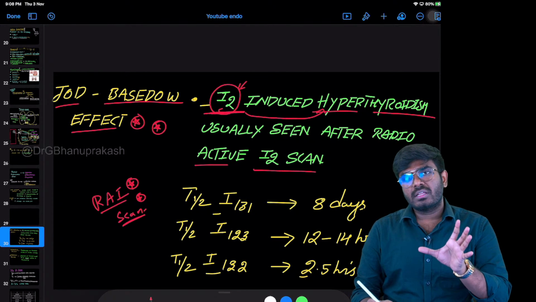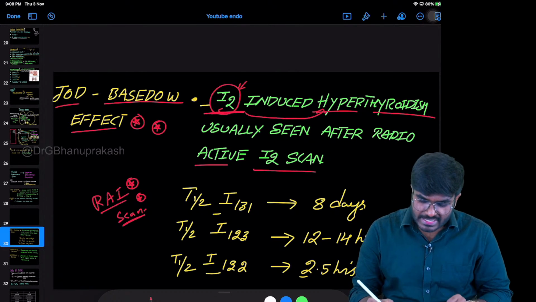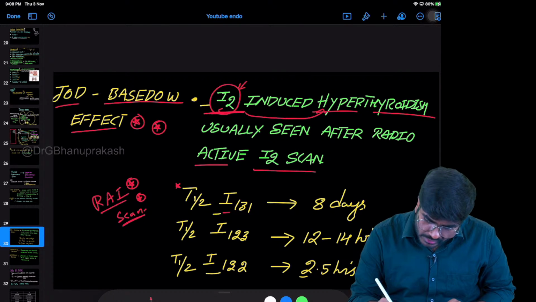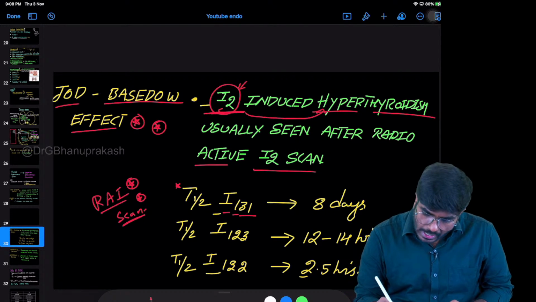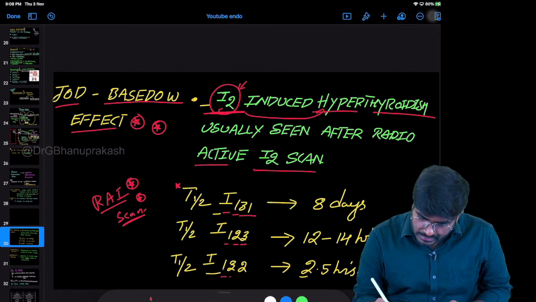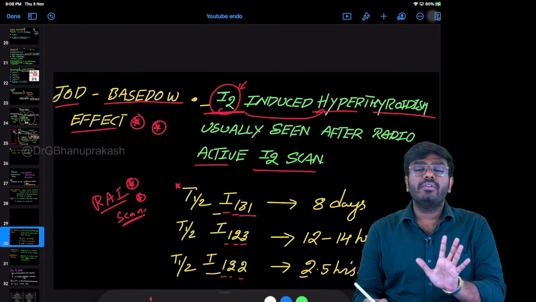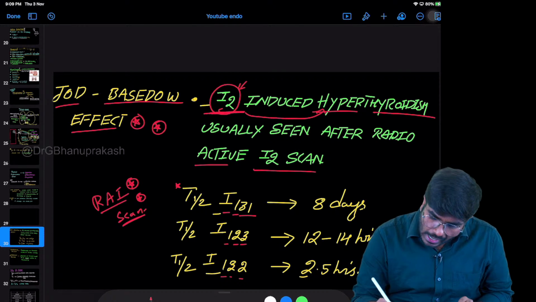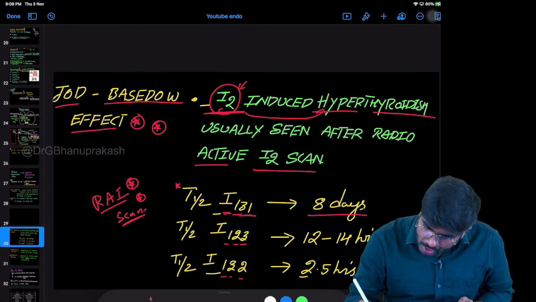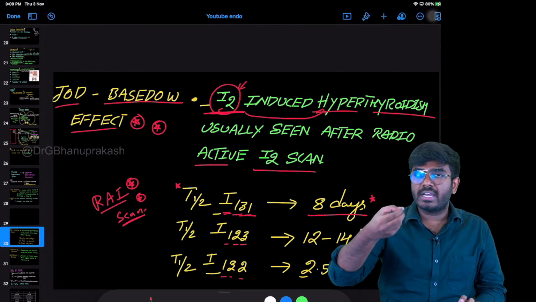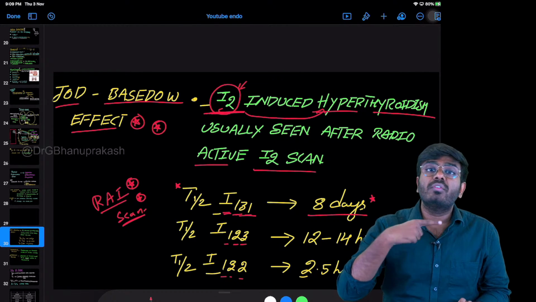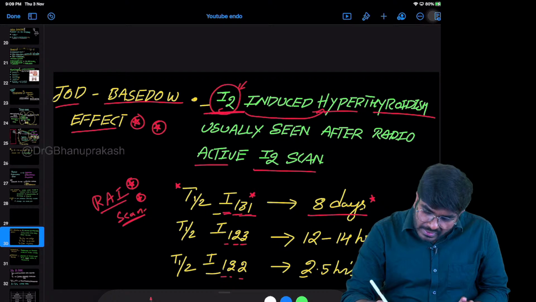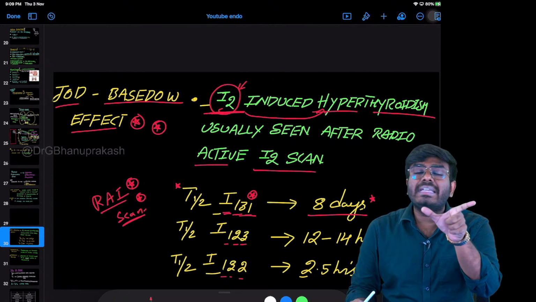Now, here there are a few important MCQs which I want you to know for your exams. Sir, how many types of radioactive iodine are there? See, there is iodine 131, iodine 123, and iodine 132. All of these are radioactive iodines. But two important MCQs were there. What is the half-life? Radioactive iodine 131, its half-life is 8 days. The moment you give this radioactive iodine, it will stay in the body for 8 days. So actually, this radioactive iodine 131 is used for treatment purposes.